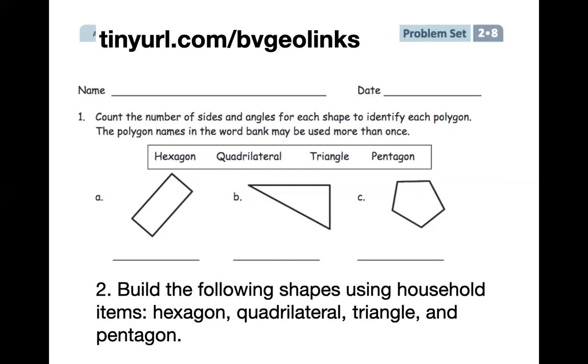And the next thing you're going to do for your homework is you're going to build the following shapes, the ones that you see here, with household items that you have in your home. And if you need any help, there's a tiny URL link at the top of this page that you can go to for additional support. We are going to send your parents an answer key for you to check your answers. Good luck on identifying your sides and angles on your polygon shapes.